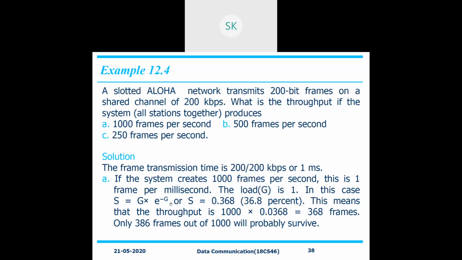So in this case, S is equal to G into e to the power of minus G. G becomes 1, so S is 36.8. So 36.8 percent of frames will survive. That is what it means. So throughput will be nothing but 1000 multiplied by 0.368. That is nothing but 368 frames will survive in the probable list.